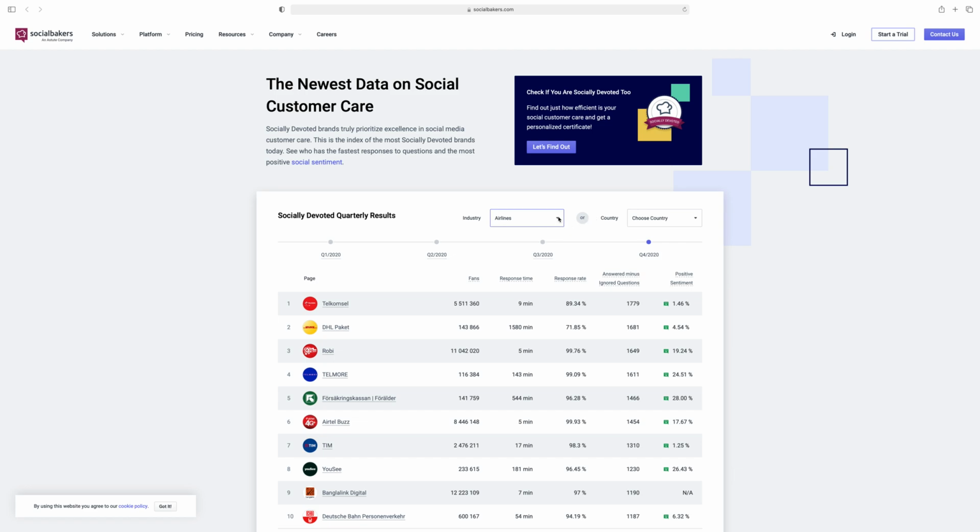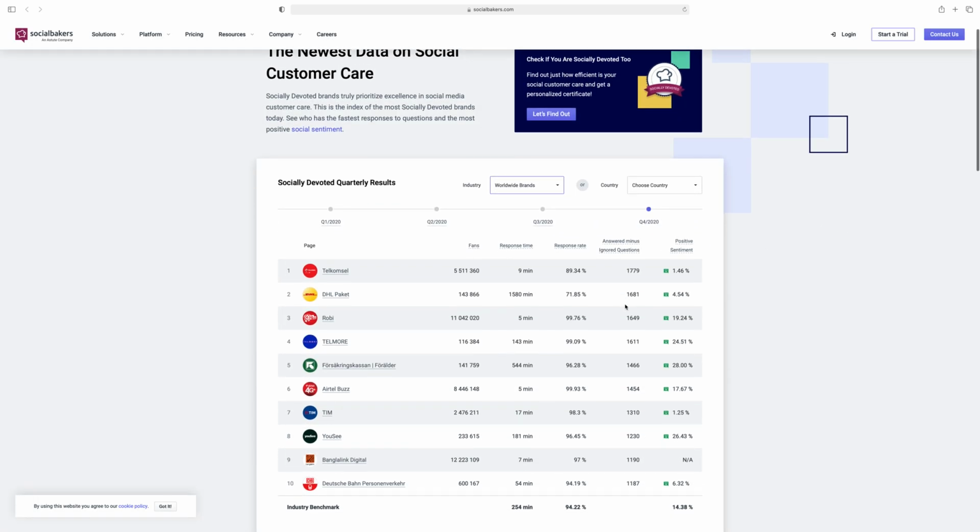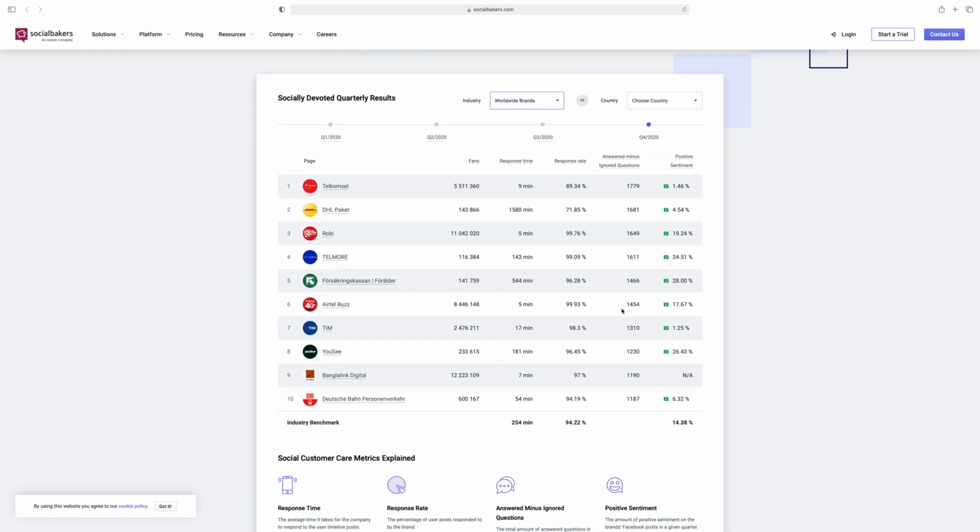So we'll just leave that alone. Well, I guess if you just change it, they want you to. So we'll leave that alone. But you see, this site provides data on, say, DHL: how many fans they have, their response time, how many messages they respond to, answered minus ignored questions, and then sentiment. The highest sentiment on this page is this, which I will not even attempt to pronounce, but I guess we could click on it and see if you want to.